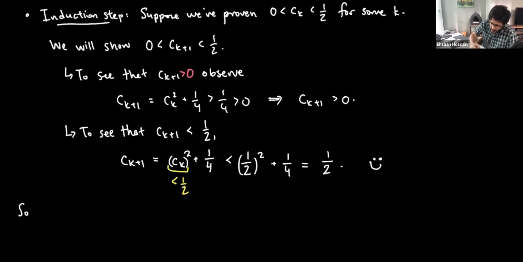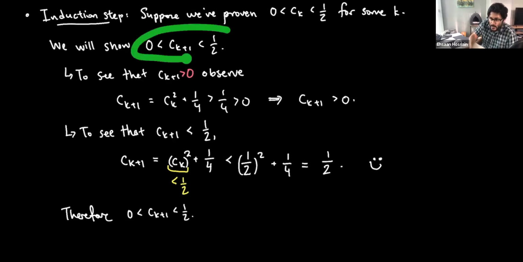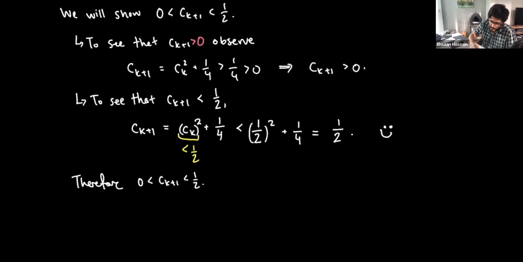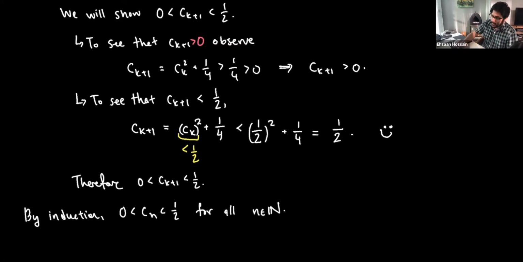So that's good. You can put a happy face. Therefore, we've shown that c of k plus 1 is between 0 and a half, which is what I was trying to show here. And now I say by induction, Cn is between 0 and a half for all n. Okay, and that's the proof.